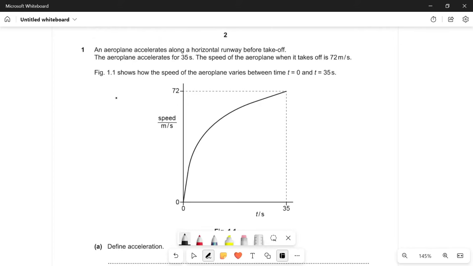An airplane accelerates along a horizontal runway before takeoff. The airplane accelerates for 35 seconds. The speed of the airplane when it takes off is 72 meters per second. Figure 1.1 shows how the speed of the airplane varies between time t equals 0 and time t equals 35.